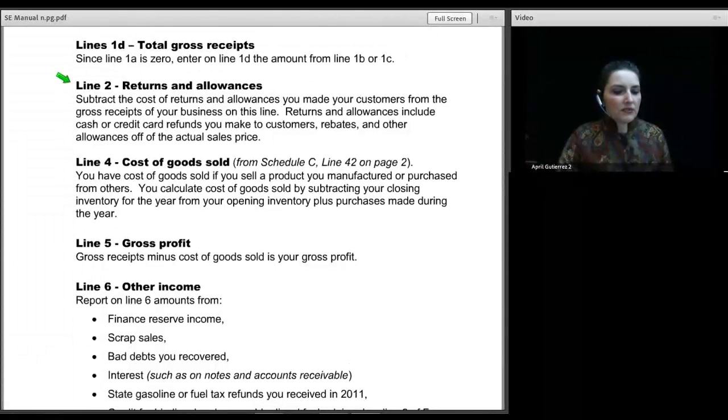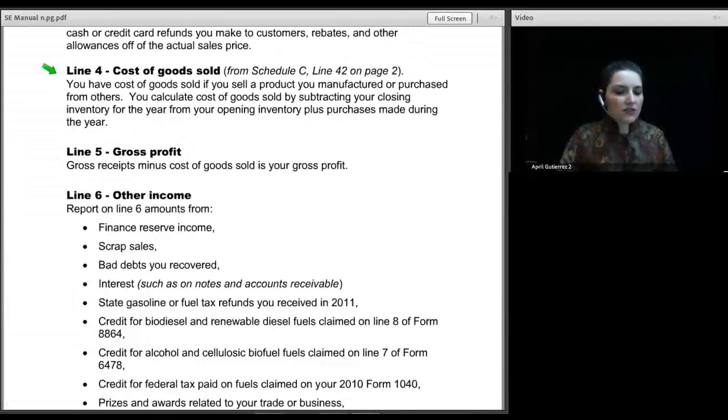Returns and allowances: you subtract the cost of returns and allowances you made to your customers from gross receipts of your business on this line. Returns and allowances include cash or credit card refunds that you make to customers, rebates and other allowances off the actual sales price. Cost of goods sold, we're going to talk about that later in today's class.